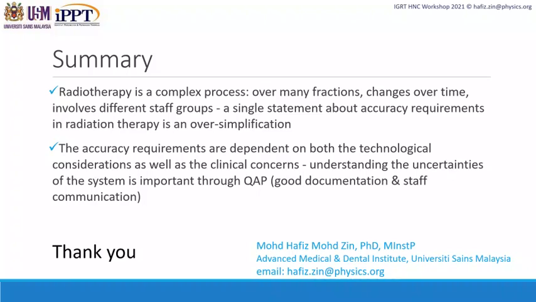So in summary, radiotherapy is a complex process. The treatment is delivered over many fractions. There are many changes that happen over time. It also involves different staff groups. So a single statement about accuracy requirements in radiation therapy is an oversimplification. The accuracy requirements are dependent on both the technological considerations as well as the clinical concerns of the center. So it is very important to understand the uncertainties of the system through a quality assurance program, and that via good documentation and also staff communication.